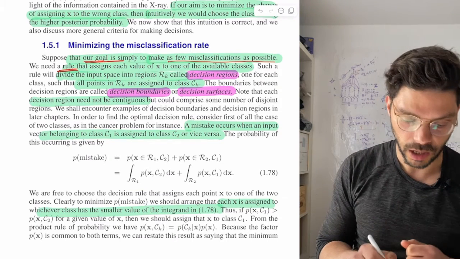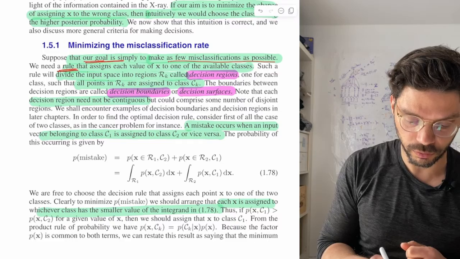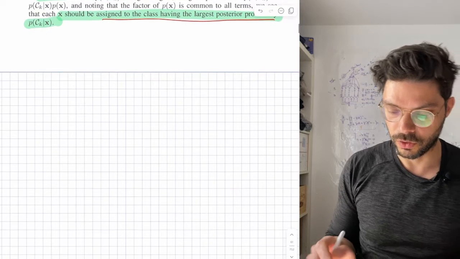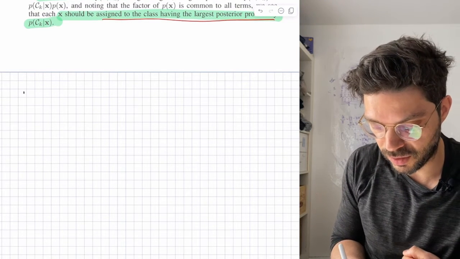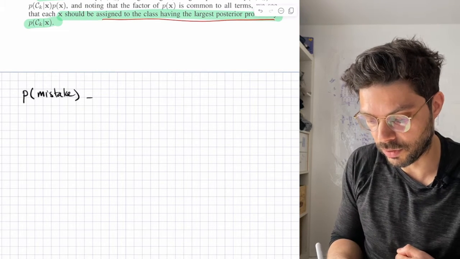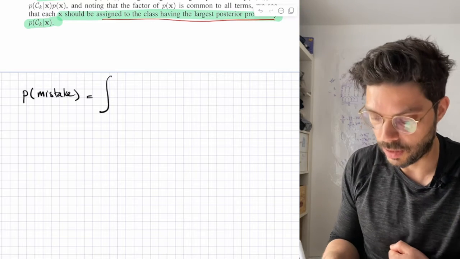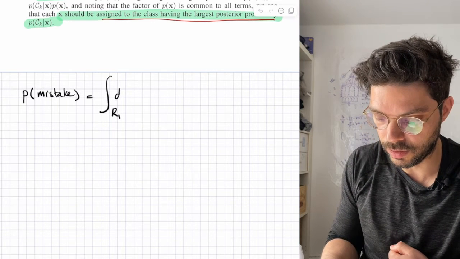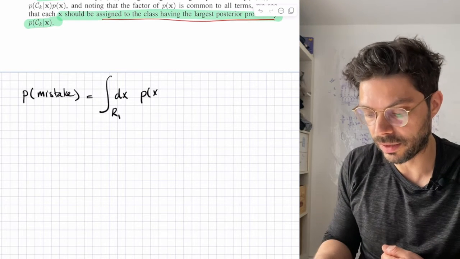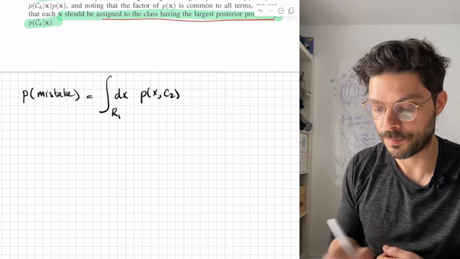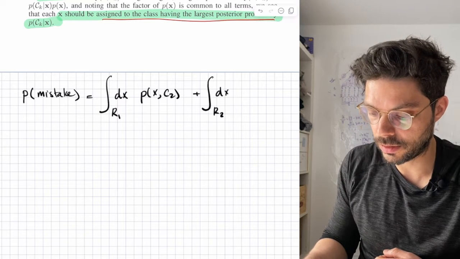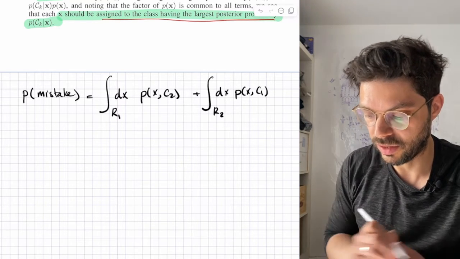So we're going to do this on a new page. So I'm going to switch now. Okay, so let's write our probability of a mistake. And he's written it, and he's correct, as integrating over R1. So this is going to be the integral dx over R1 of the probability of x and C2, plus the integral over R2 dx of the probability of x and C1.